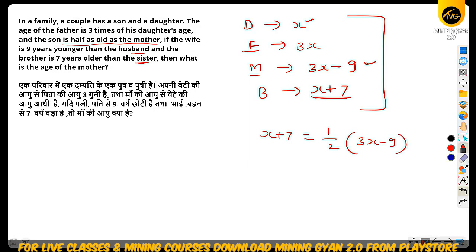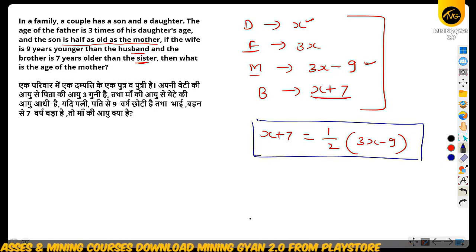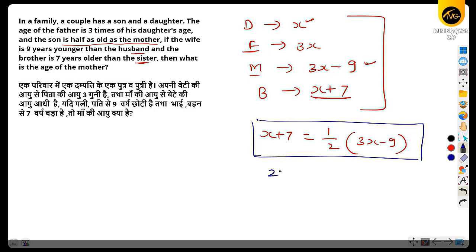Now this is the logical portion of the question, and just find the value of x. So just do cross multiplication: 2x plus 14 equals 3x minus 9. So 3x minus 2x, that means x.